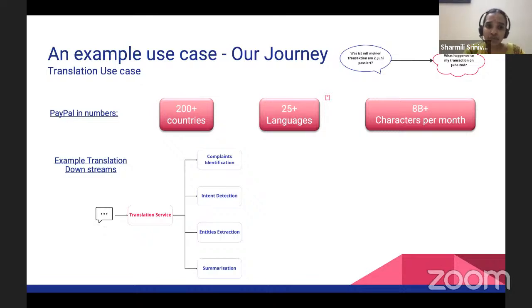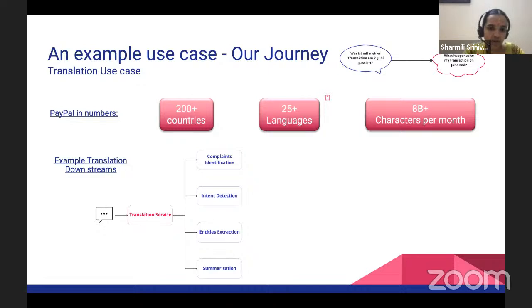So we had hundreds of teams inside PayPal who were using translation, and we were translating approximately 8 billion plus characters every month, right? So then we got curious about what these teams are using translation for, right? So then we did a bit of drill down, and a few of the applications are what I have presented in this slide.